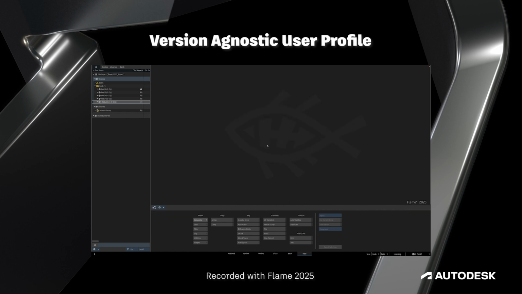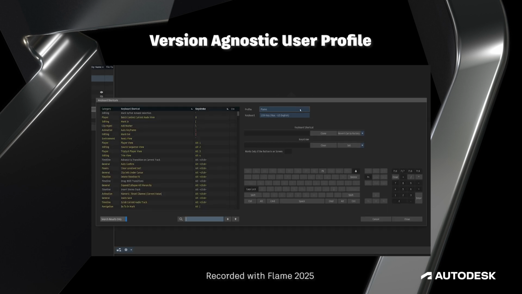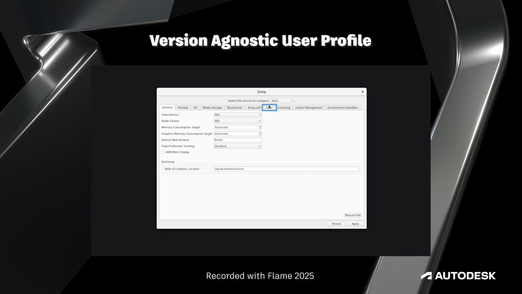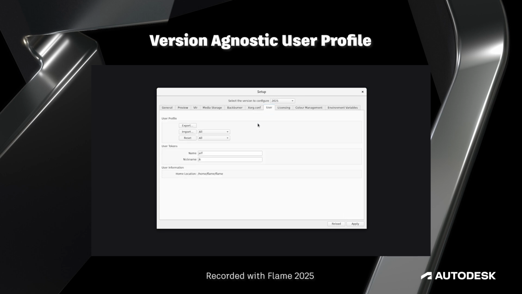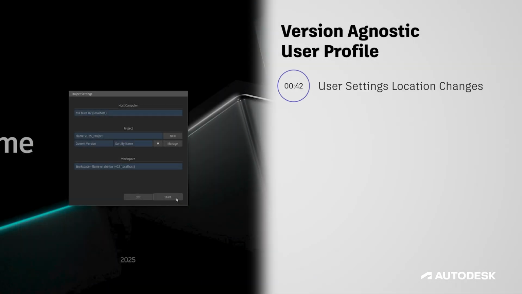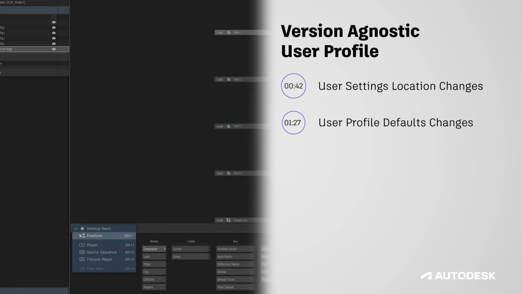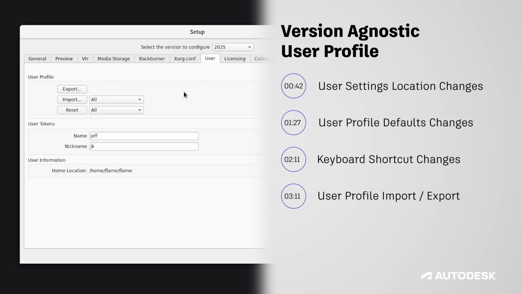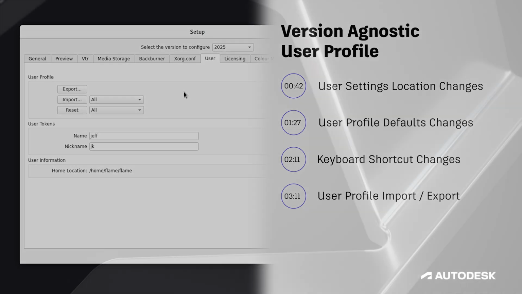With the release of Flame 2025, the user profile system has been completely reimagined, changing and improving how we manage our user settings to allow for seamless transitions from this version to all subsequent versions going forward. In this video, we'll be covering just what this new system means for you, where the settings are saved, how keyboard shortcuts and some user settings have changed, and how to import and export your user profile.